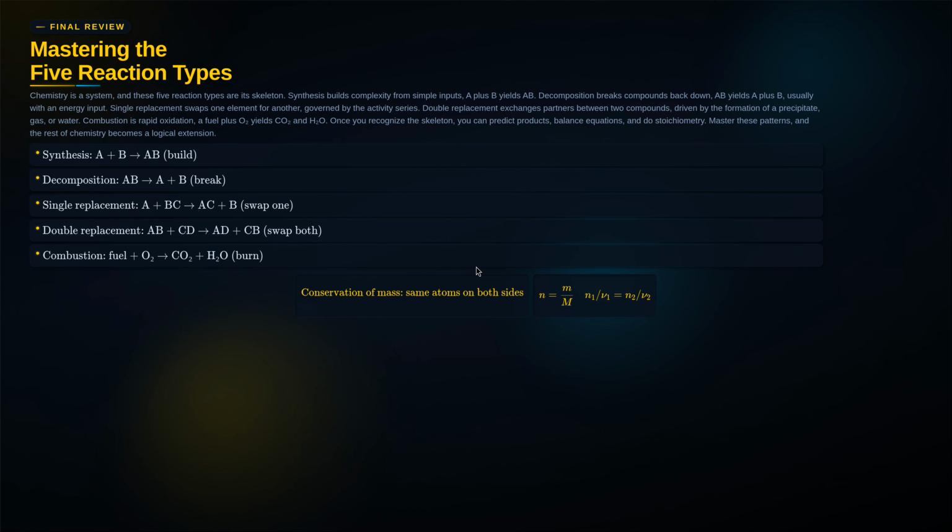The law of conservation of mass governs all 5. Every balanced equation has the same number of atoms of each element on both sides. Memorize the patterns, master balancing, and you unlock the language of chemistry.